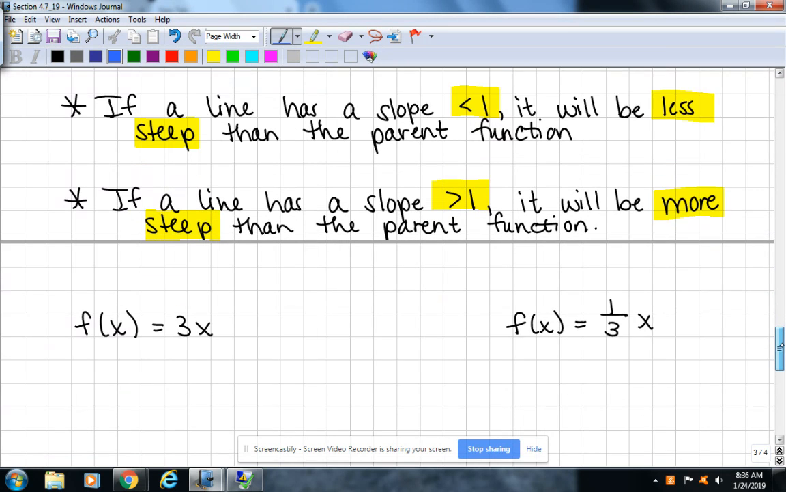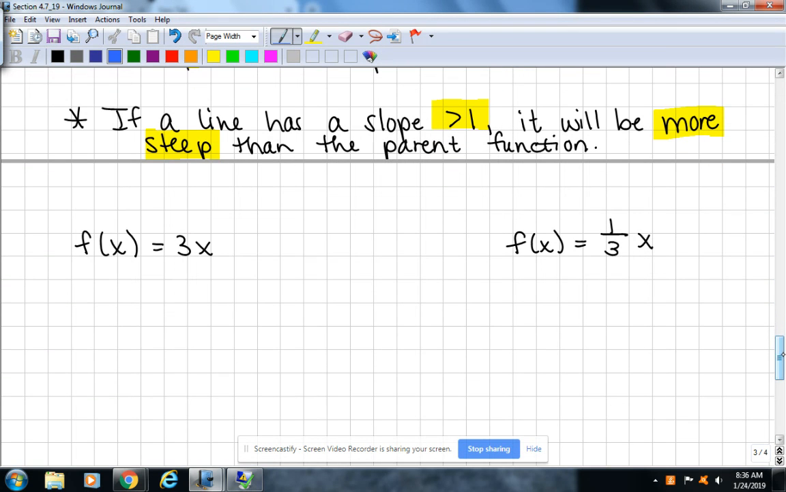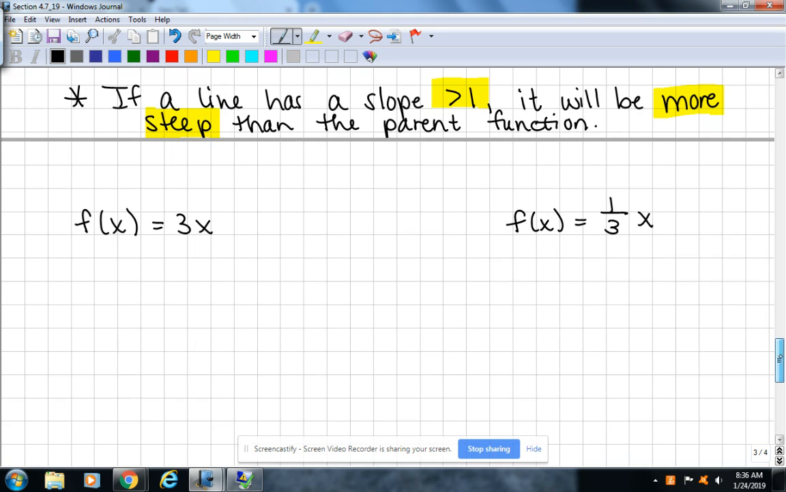So what we're going to do real quick, and this is the last thing I believe I have for these notes, is we're going to graph two lines separately, but we're going to do them on the same graph as the parent function so we can compare them. My first function is f of x equals 3x. So we're going to graph that line and the parent function on the same graph so we can compare them and make sure that what we just stated about those slopes is true. You're just verifying it with a picture.